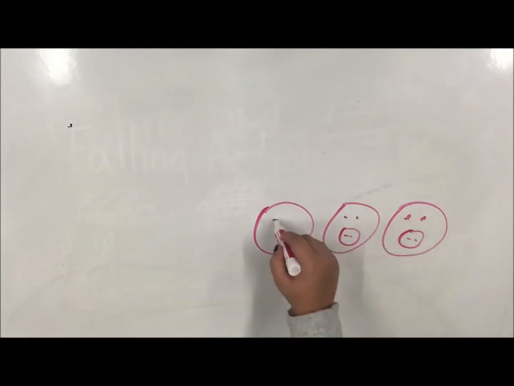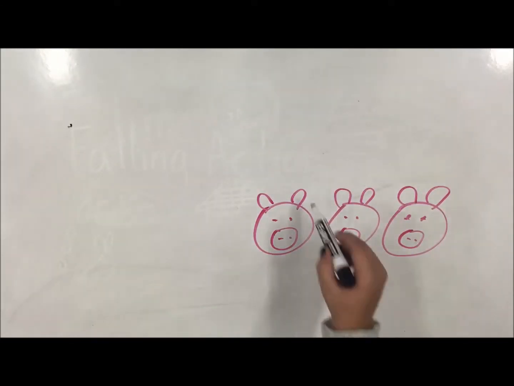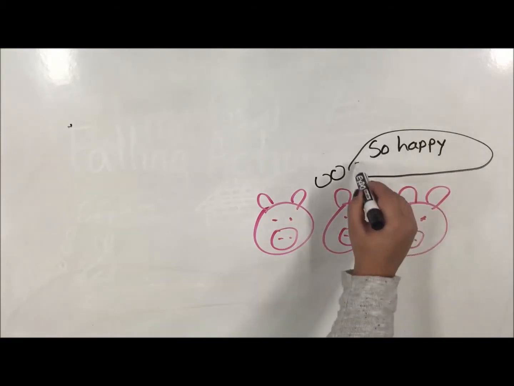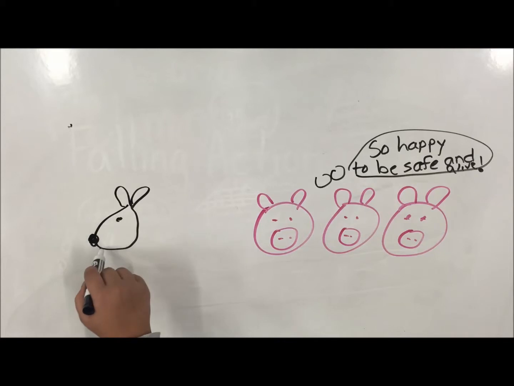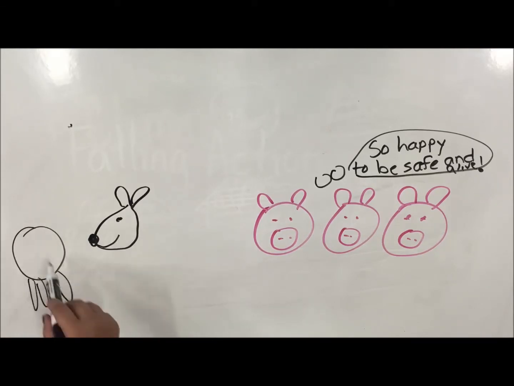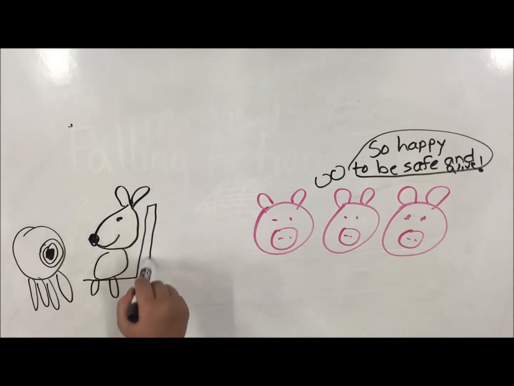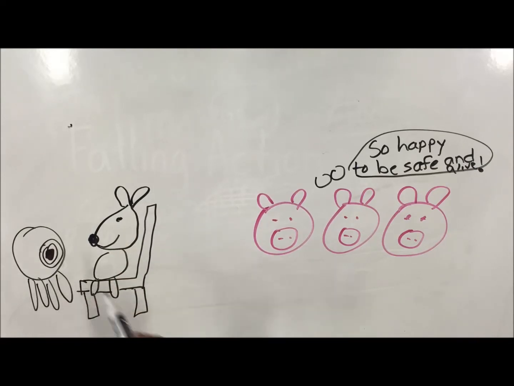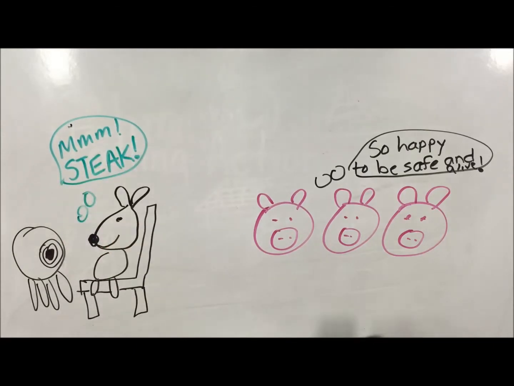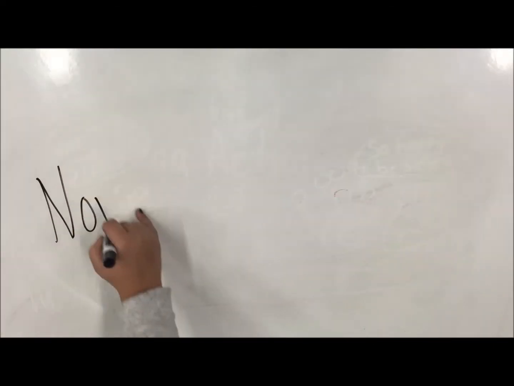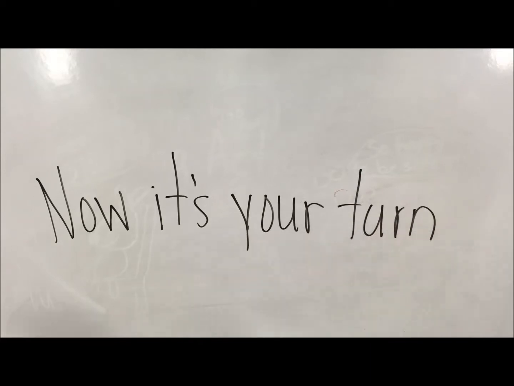And lastly, we have our resolution. This is where the story comes to a reasonable ending. All characters at this point are satisfied as well as the reader. So the three little pigs are safe and sound, and of course the Big Bad Wolf has its steak instead of pork. So now it's your turn.